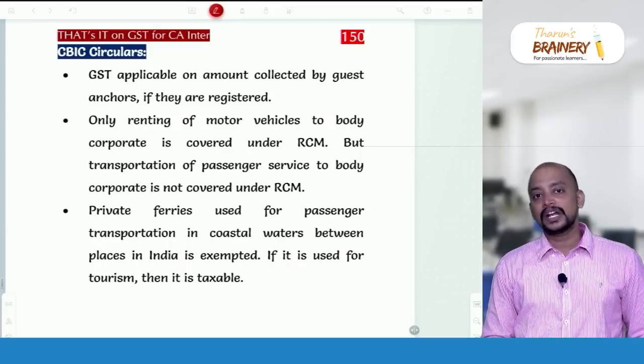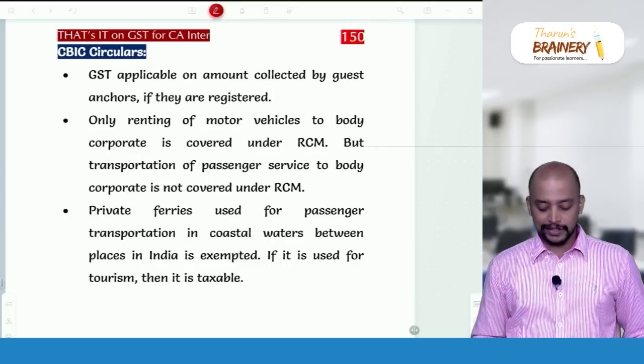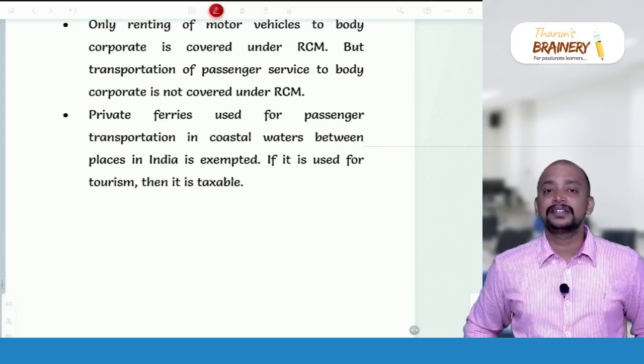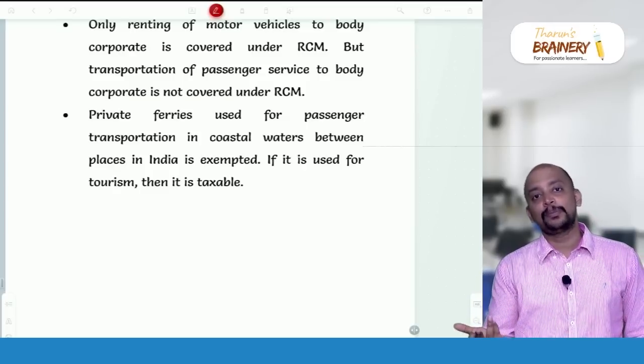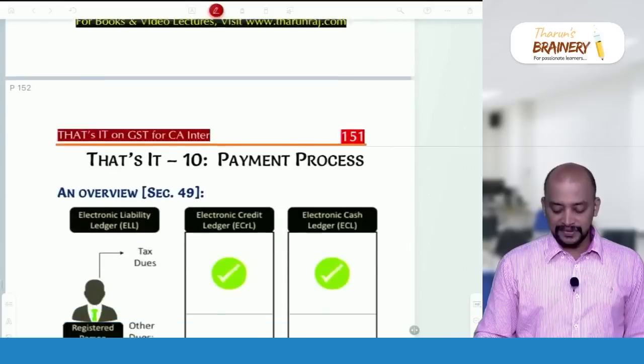Only renting of motor vehicle to a body corporate is covered under RCM, but contract carriage to a body corporate is not covered under RCM. Then private ferries, we already discussed that passenger transportation in coastal waters, whether public or private, either government-run ferries or private ferries, the money collected will be exempted.